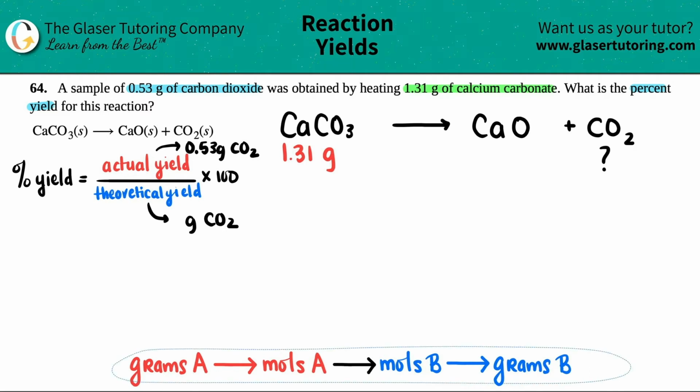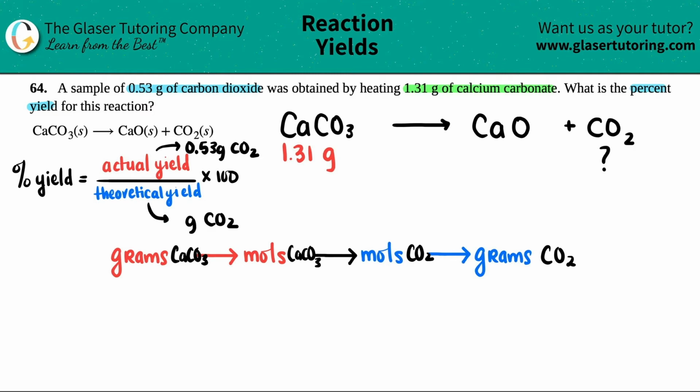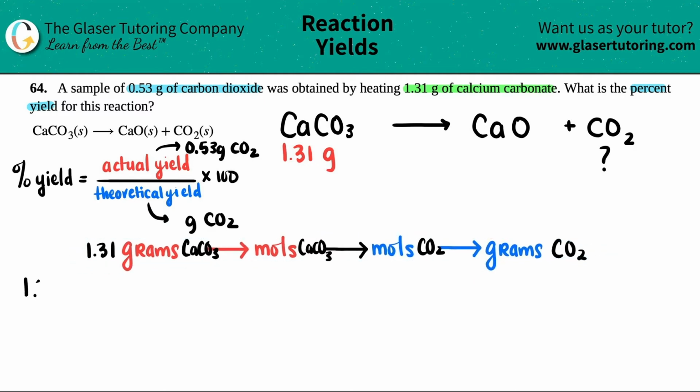Well, that's this little stoichiometry thing here, right, guys? We've done this time and time again. So I'm just going to cater it to what we have. We have grams of CaCO3, which we can get the moles of. Then we can get the moles of who we need, CO2, and then from there we can find the grams of CO2, and we're starting with 1.31 grams. Okay, so let's get to it. 1.31, and then maybe I'll color code this. This is grams of CaCO3.